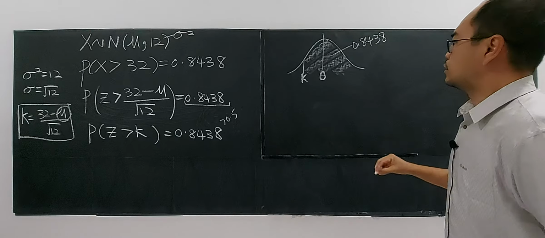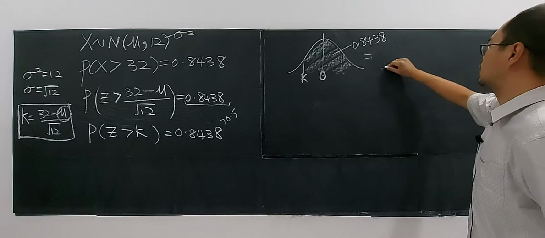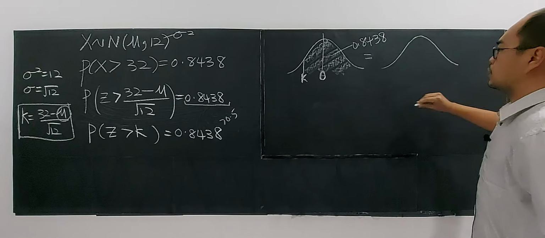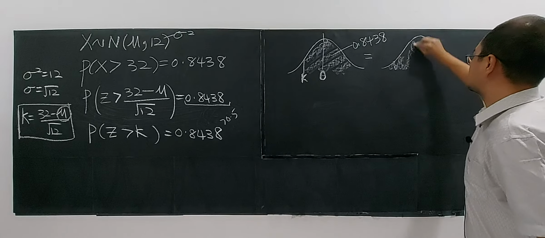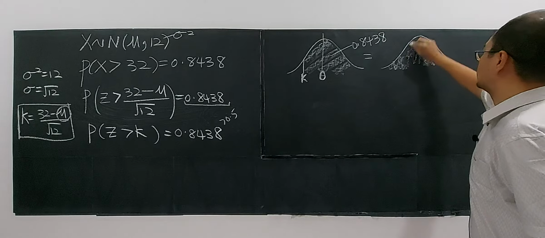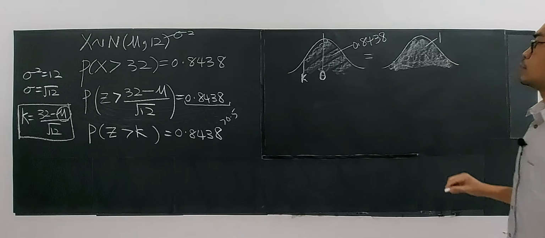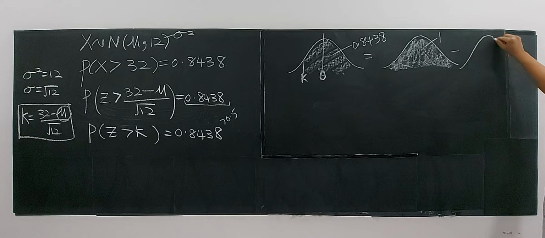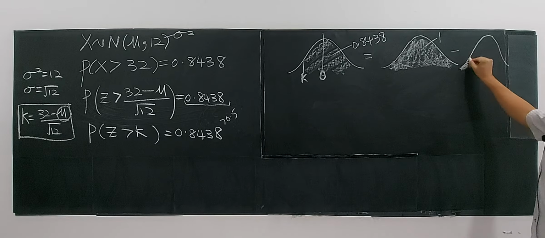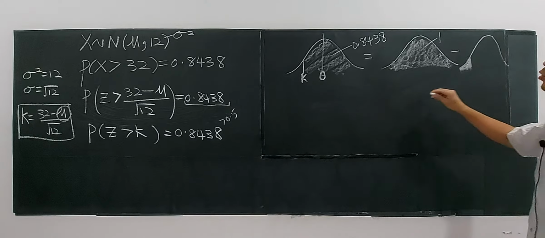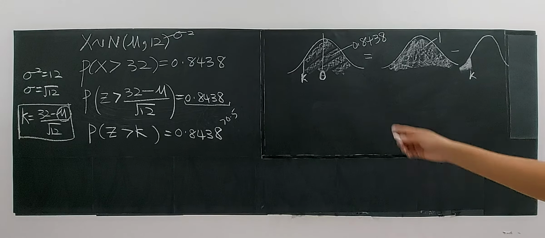So in order to use the statistical table, I have to convert this. I take everything, which refers to 1, and minus away the distribution on the left here, which is K. So first you have to understand this.